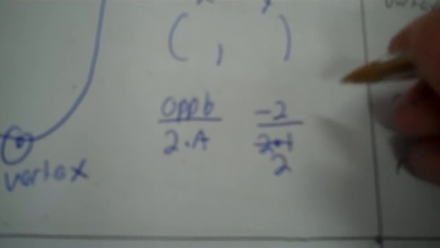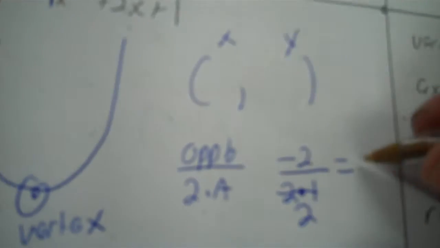Alright, so the opposite of positive 2 is negative 2. B is positive 2, so the opposite of positive 2 would be negative 2. Now, on the bottom, we're always going to have this 2 here, whether it's in the equation or not. And then what's my A? My A is 1. So first, you got to find what 2 times 1 is. It's 2 last time I checked. Then you divide the top by the bottom. So negative 2 divided by 2 is negative 1.